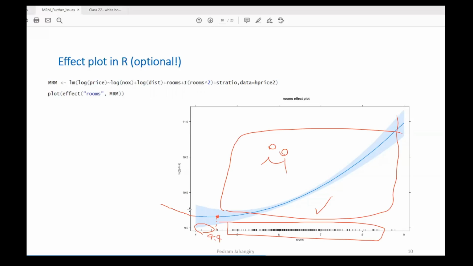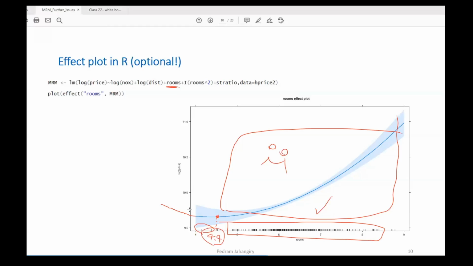This room is not bedroom. It's the number of rooms in the house. So kitchen, bathroom, living room, these are all rooms, right? So that's why we see this number 4.4. And now it makes sense.